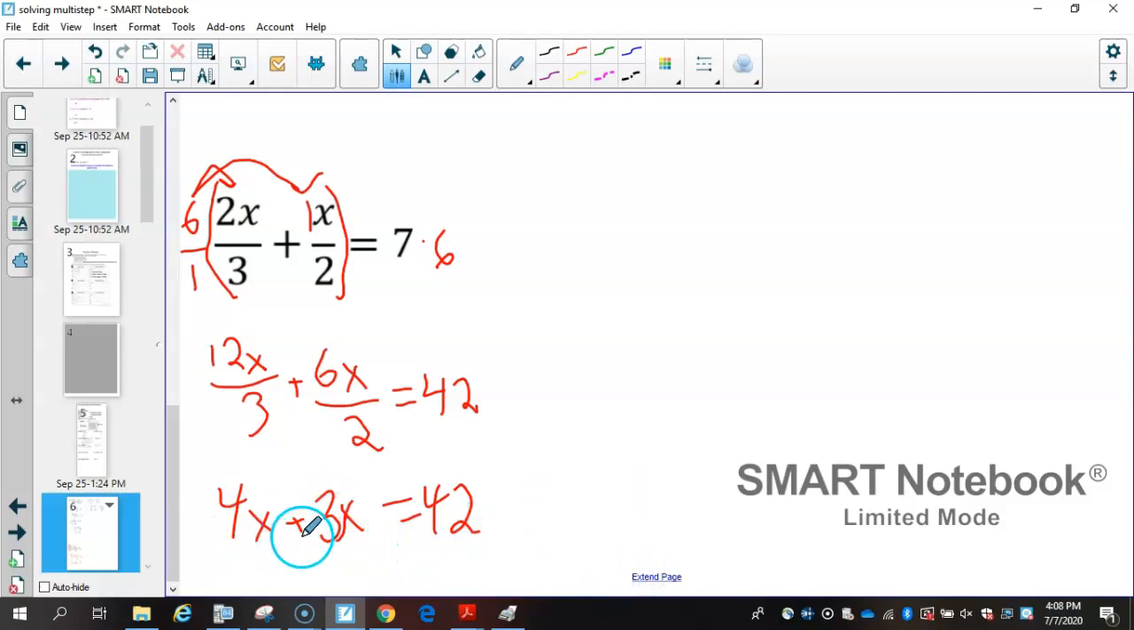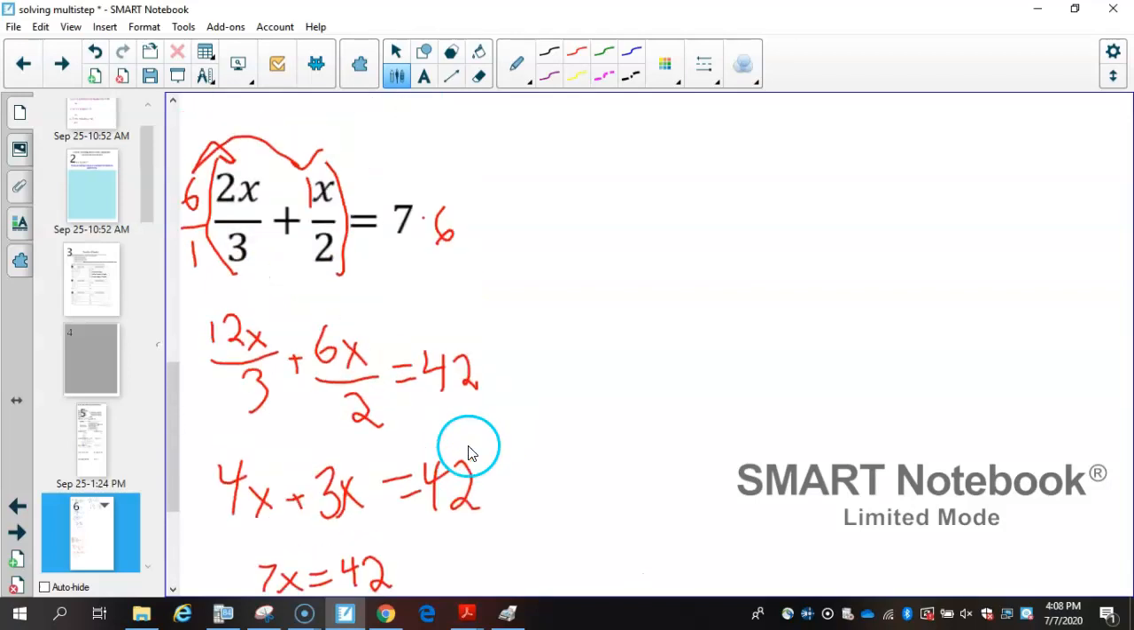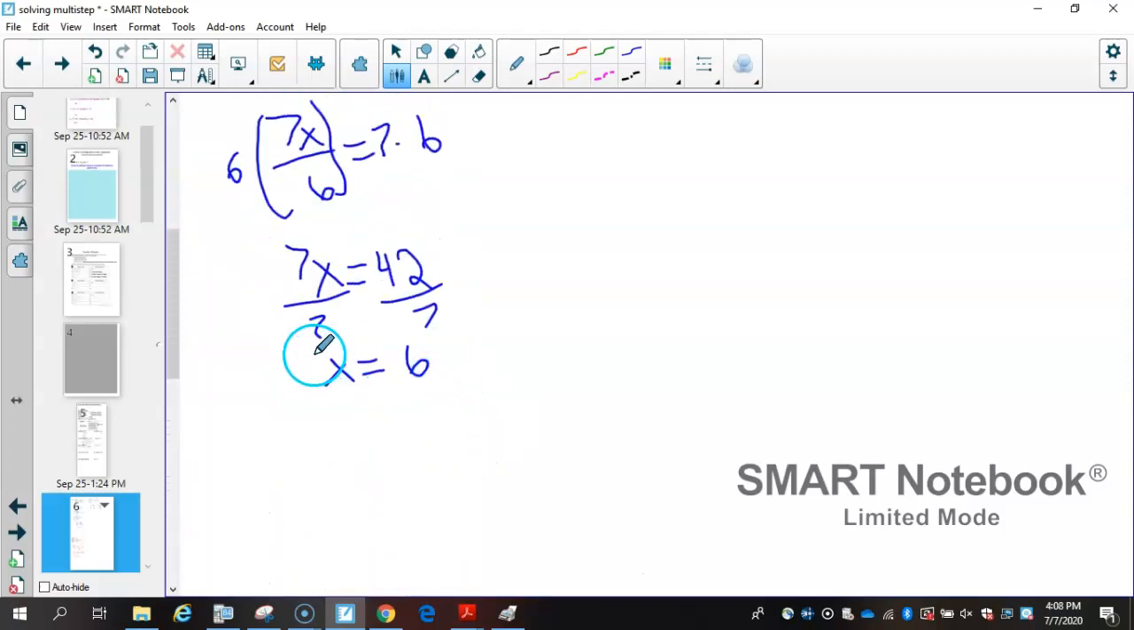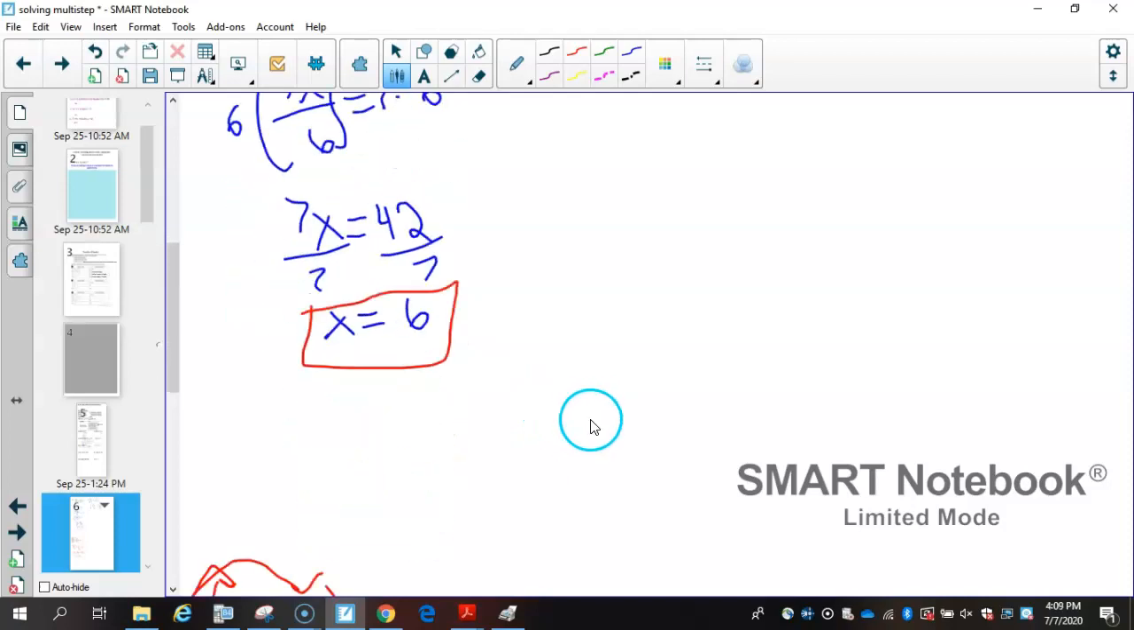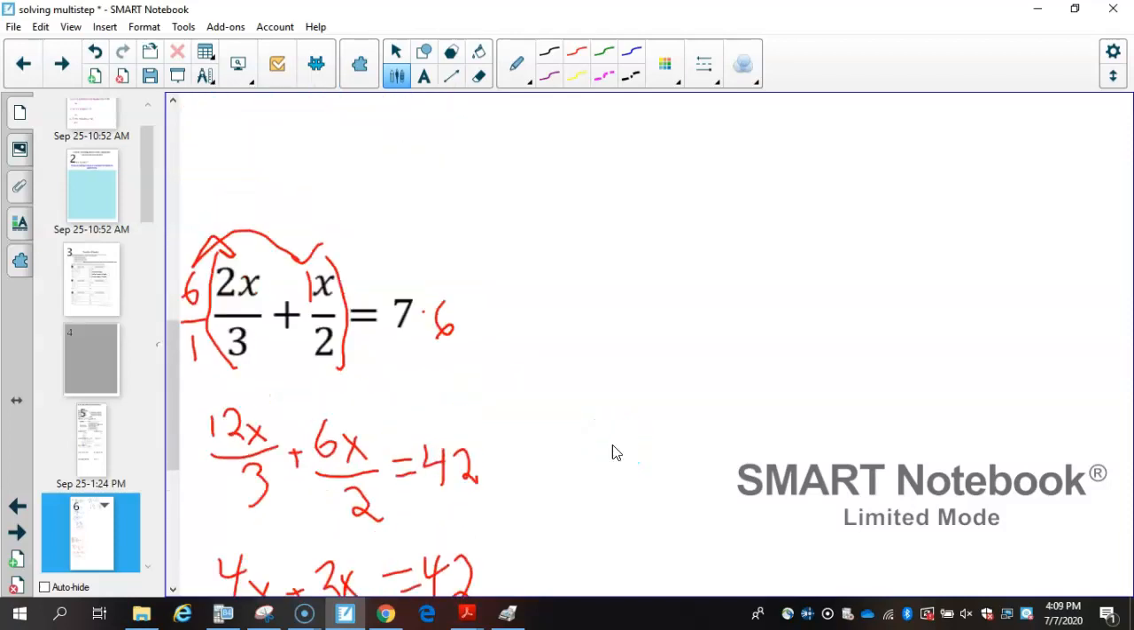And now this doesn't have fractions anymore. Now I can combine my like terms, because these both have x's, and divide. And you're going to get that same answer we got before. X equals 6. So that's just a different way of looking at problems like that.